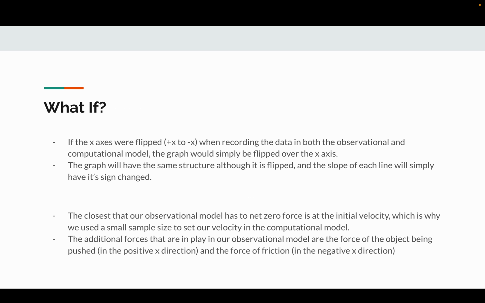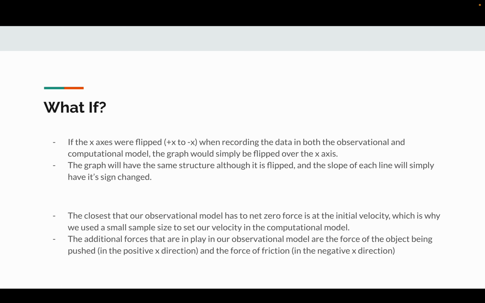Regarding our what-if situations, if the x-axes were flipped, positive x to negative x, when recording this data, in both the observational and computational model, the graph would simply be flipped over the x-axis. The graph will have the same structure, although it's flipped, and the slope of each line will simply have its sign changed.